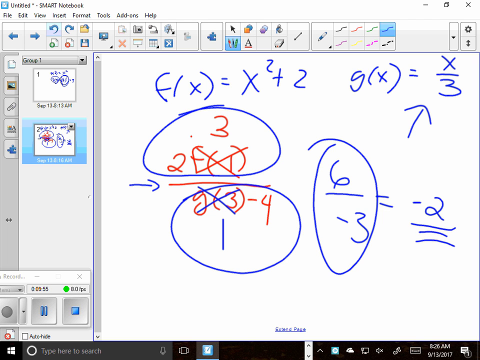which is -2. How many of you had -2 before I wrote it? Okay, good. I think you get it. Let's get started on the homework. So, that's all there is to it.